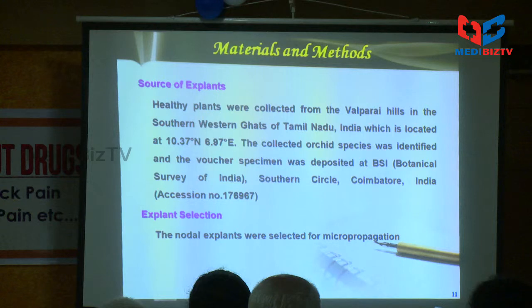Healthy explants were collected from the Valparai Hills in the southern Western Ghats of Tamil Nadu, India, located at 10.37 degrees north and 76.97 degrees east. The collected species was identified and the voucher specimen was deposited at BSI, that is Botanical Survey of India, Southern Circle, Coimbatore, India. The accession number of this species is this. And the nodal explant was selected for micropropagation.